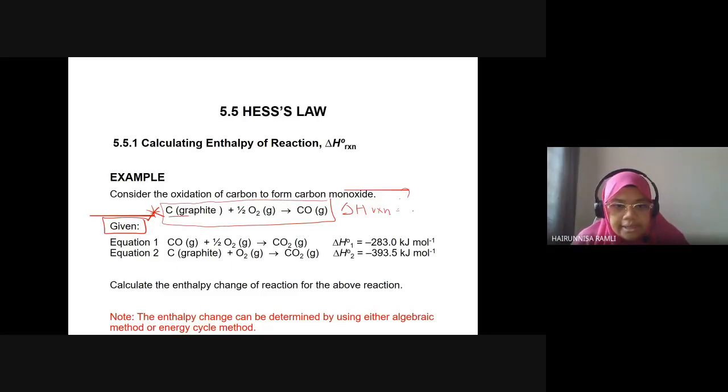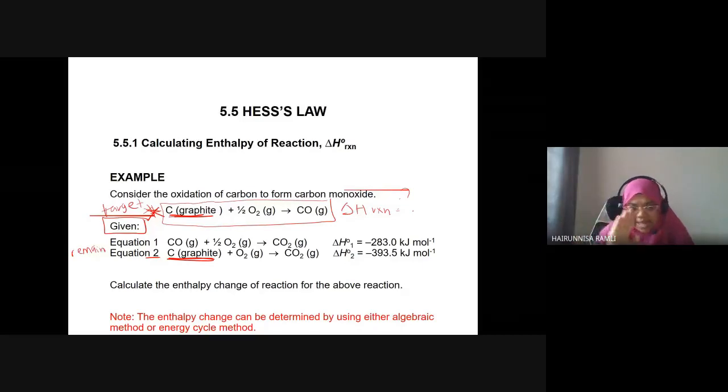First you tengok, okay, ada tak carbon graphite dekat equation 1 or 2? You have to find where. Sebab ini target you, you tak boleh ubah target you. Okay, this is your target equation. Or your main equation, you tak boleh ubah. So, C graphite, C lah, okay, carbon must be on the left side and mole dia kat sini satu. Okay, so yang ada berkenaan is in equation number 2. Sama kan? And here, dia one mole and dia juga on the left side. So, equation 2 akan kekal. So, remain. As it is. Tak payah ubah.